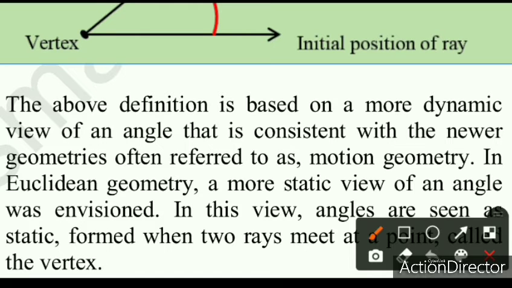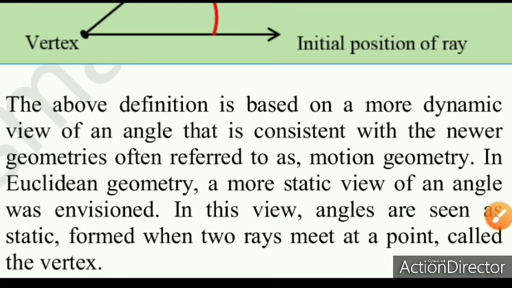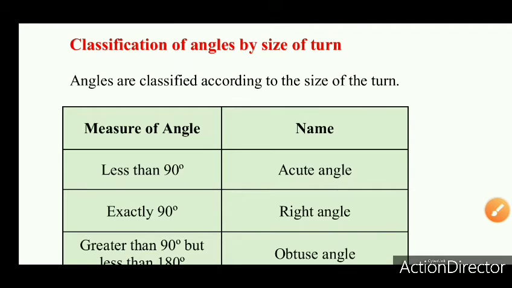The above definition is based on a more dynamic view of an angle that is consistent with the newer geometries, often referred to as motion geometry. In Euclidean geometry, a more static view of an angle was envisioned. In this view, angles are seen as a static form when two rays meet at a point called the vertex. Now we will discuss the classification of angles.